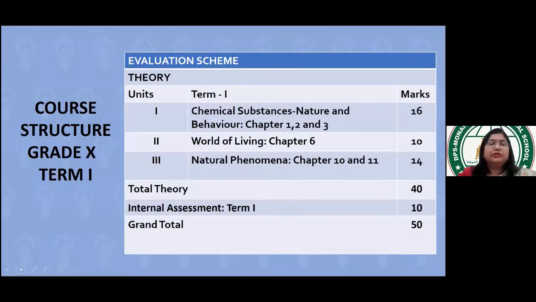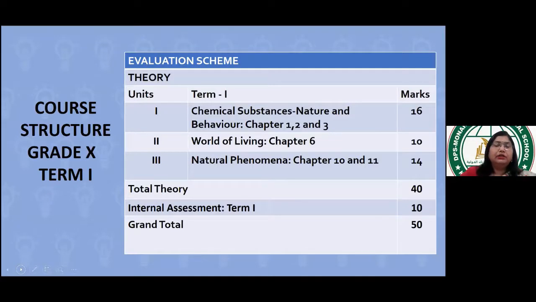Looking into the present scenario, the syllabus has been designed for an effective and less stressful learning process. So the syllabus for the academic session 2021-22 is divided into 2 terms. Let's start with grade 10, term 1 evaluation scheme.